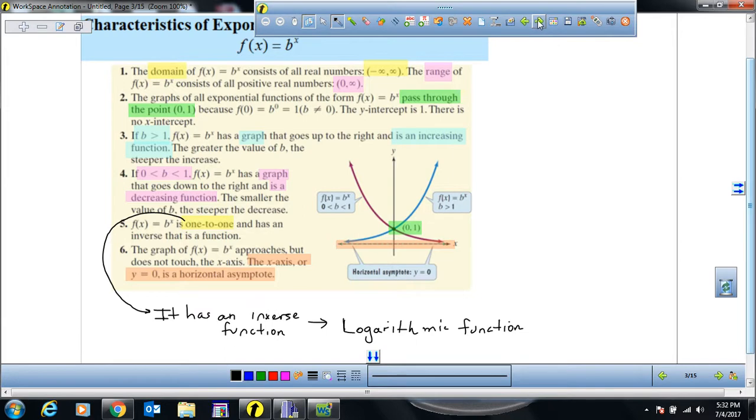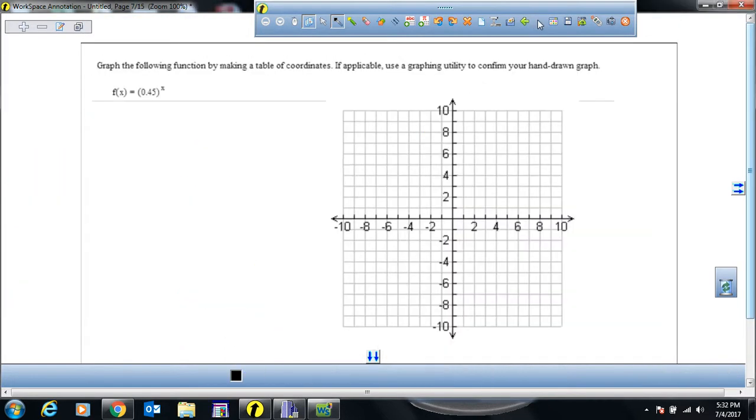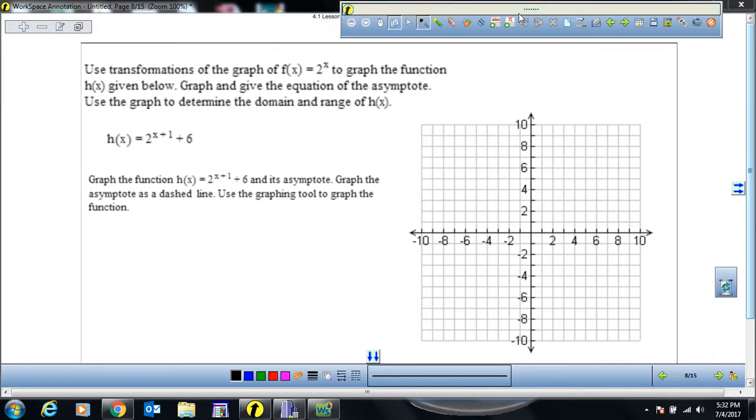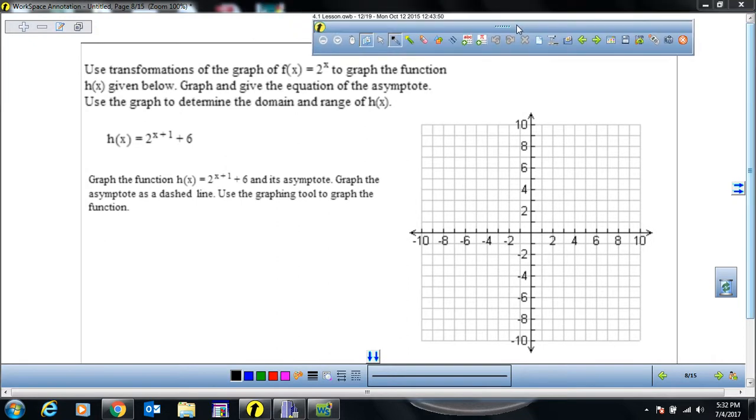Now, let's start by looking at the transformations. This is basically the main thing of this section. We're going to start with this problem. Use transformations of the graph of f of x equals 2 raised to the power of x to graph the function h of x given below. Graph and give the equation of the asymptote, and use the graph to determine the domain and range of h of x.